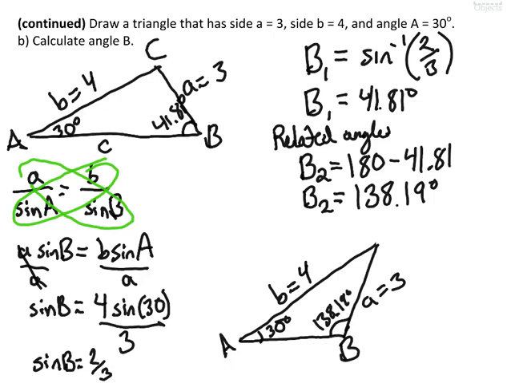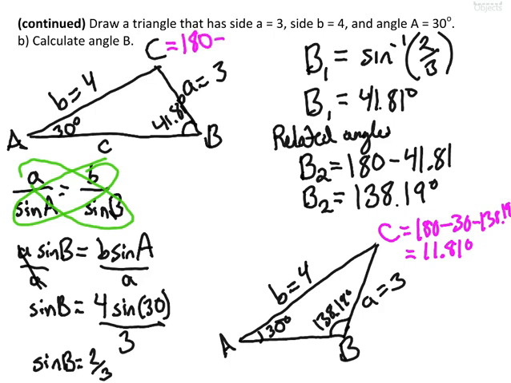Just by the way, if you're ever solving for angle C up here, you don't need to do your related angle again. Once you've found two angles in a triangle, you'll always just solve for the last one by doing all angles in a triangle add up to 180. So for C here, I do 180 minus 30 minus the 138.19 that I found. So angle C would be 11.81 degrees here.